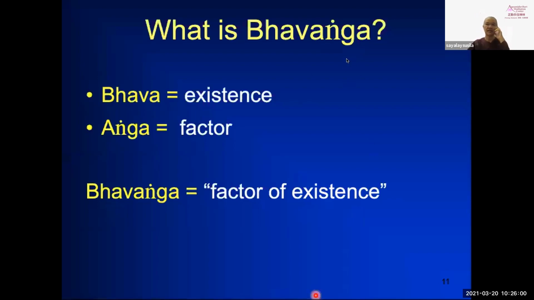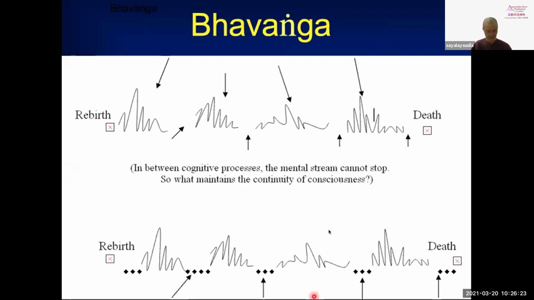So what is bhavanga? Bhavanga is a combination of two words, bhava and anga. Bhava means existence, anga means factor. So bhavanga means factor of existence. Still not clear to you, right? Okay, so we go to the next slide. If you have the book, please turn to page 25.